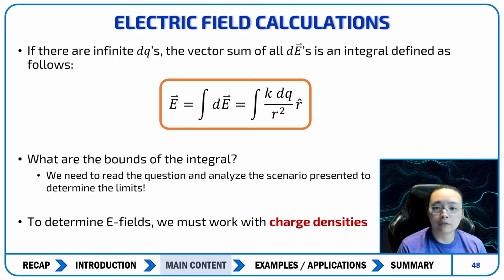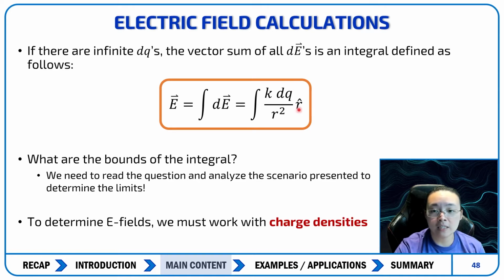So moving on to electric field calculations, if there are an infinite number of dqs so that we can become more accurate with our measurements and calculations, then the vector sum of all of the dEs is an integral defined as the following. So E is equal to the integral of dE, but we know that dE is itself an electric field. So an electric field is going to be kq over r squared. And when we talk about kq, it's not the total charge, but rather a mini charge that causes dE.